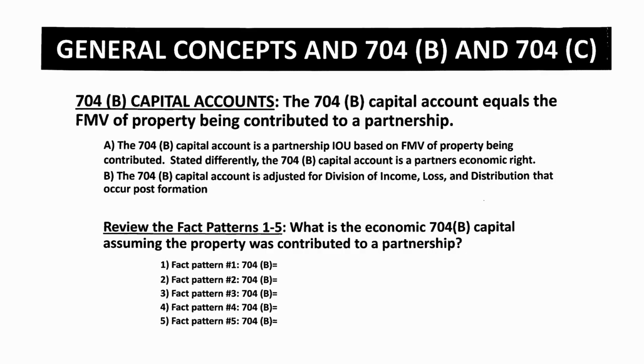704B capital account. 704B capital account equals the fair market value of property being contributed to a partnership. The 704B capital account is a partnership IOU based on fair market value of property being contributed. Stated differently, the 704B capital account is a partner's economic right. The 704B capital account is adjusted for division of income, loss, and distribution that occur post-formation. Review fact patterns 1 through 5. What is the economic 704B capital assuming the property was contributed to a partnership?